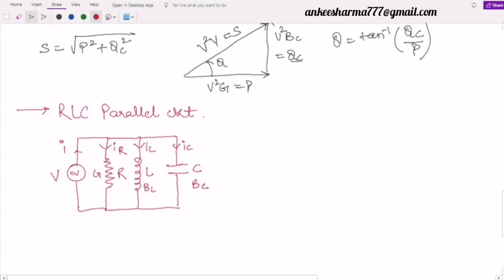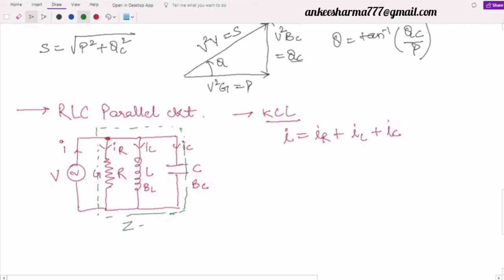Again the same concept: we apply KVL, we apply KCL. We apply KCL as we have done in the rest of these, or simply at this node, if I find the total incoming current and total outgoing current, I will get that I is equal to IR plus IL plus IC. Now what is I? Again I can assume this combined circuit, these three combined impedances, as Z or the admittance as Y. It can be denoted either by Z or Y, where Z is equal to 1 by Y. So we will get here I is simply the voltage divided by the combined impedance. So it will be V by Z.